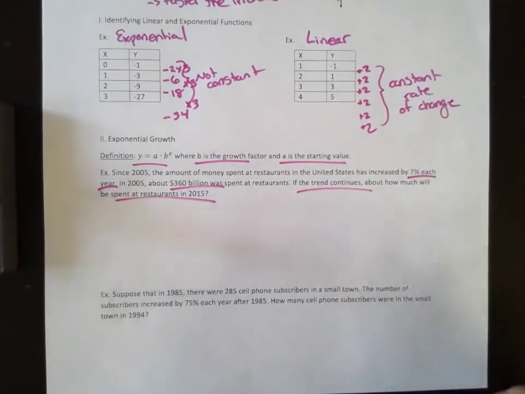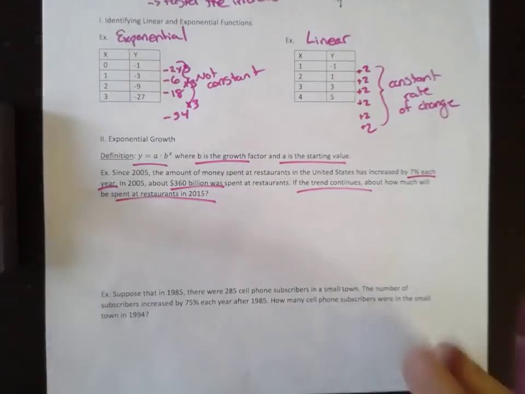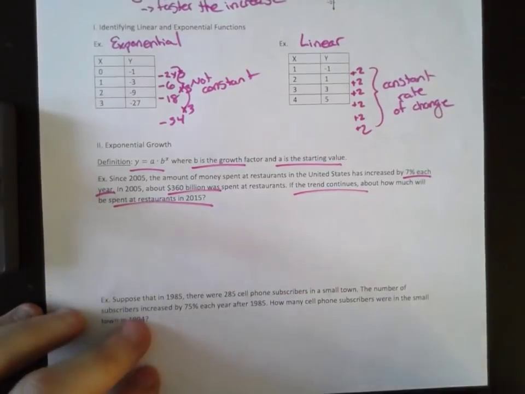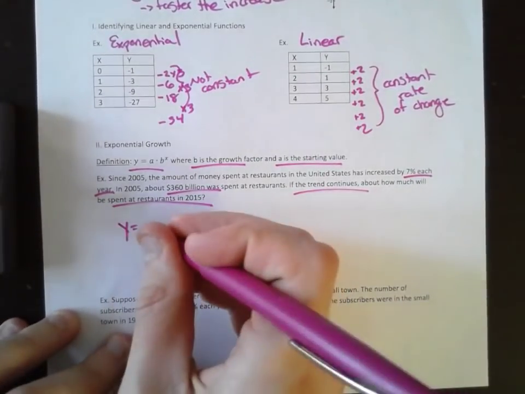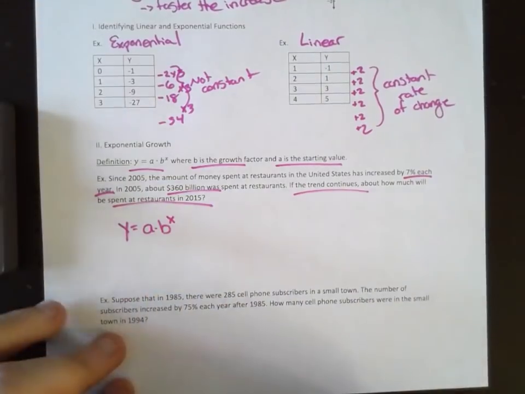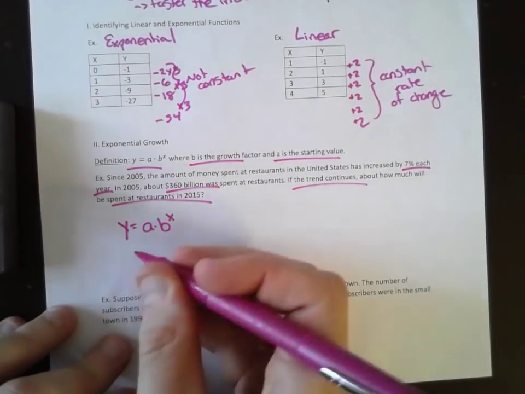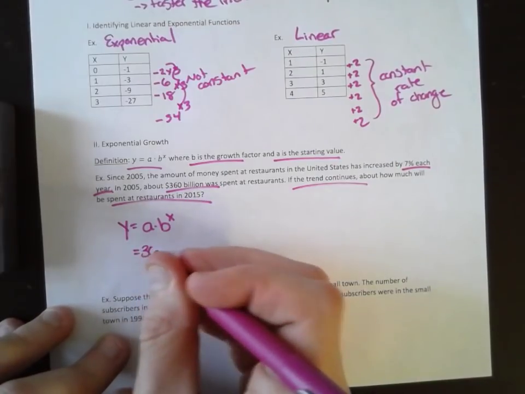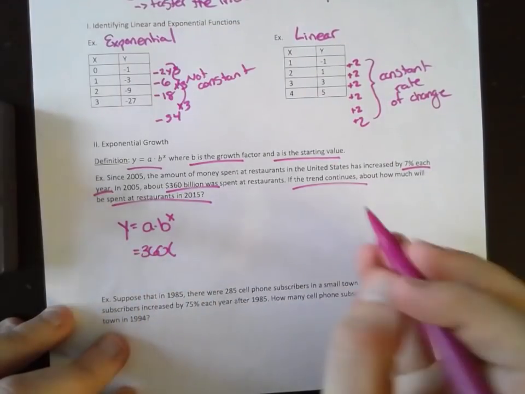Again, if it said it increased by 7 billion each year, that's a constant rate of change. But remember, percents cannot be constant rates of change, because you could go up by 15 one year and then 25 the next year. That's not constant. So I'm going to use my function y equals a times b to the x. I know that my starting value is 360 billion. I know my growth rate is 7%.